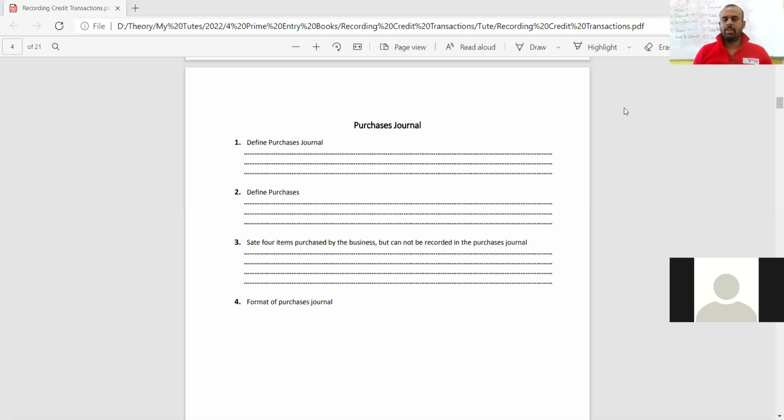Purchases journal, right? What do you know about the purchases journal? That is the first journal we are going to discuss under the credit transactions. In one of the examinations, they have asked this type of question: purchases journal is a journal in which you record all the purchases.